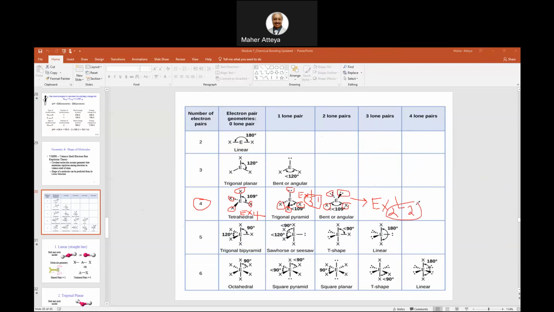You have 4 zones. Those are 4 zones: 2 single bonds and 2 lone pairs. Here in the trigonal pyramid, you have 3 single bonds and 1 lone pair. And in tetrahedral, you have only 4 single bonds. Correct? You treat the single bonds and the double bonds and lone pairs the same thing.